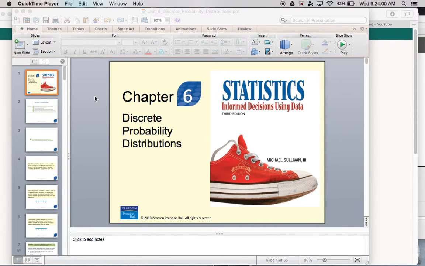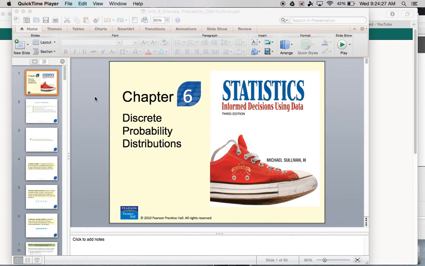Here we are in Chapter 6, Discrete Probability Distributions. Once again, a lot of this can be done by the calculator. Clearly, we can do this freehand, and if you choose to take a college level class, you may be required to do so. But here at the high school level, if you have an understanding of what it is, then we allow you to use the calculator to give you what you need for specific questions.